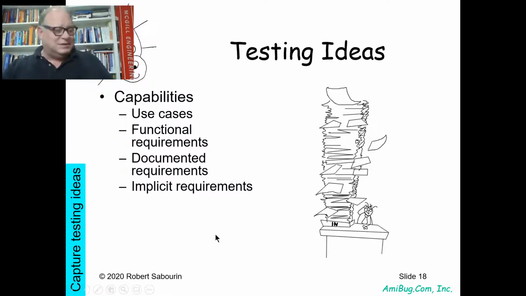And unfortunately, this is a very common type of test idea. On some projects I look at, when I'm auditing the testing, I look at the test ideas, and all of the test ideas are capabilities. And for me, this is like, okay, it's an important type of test idea, but it's only one of many types of test ideas.